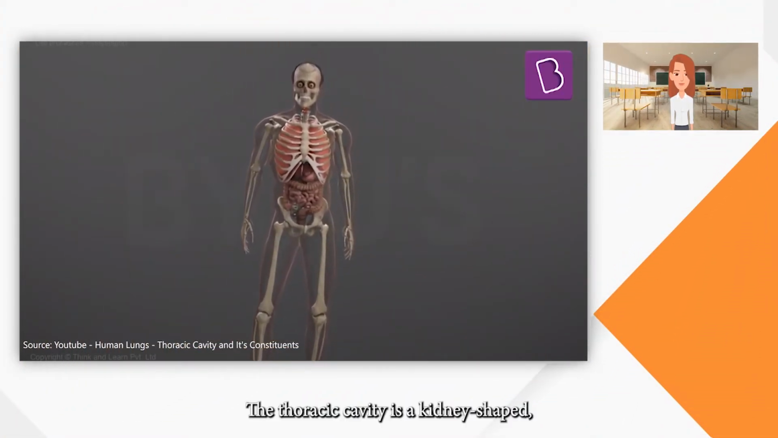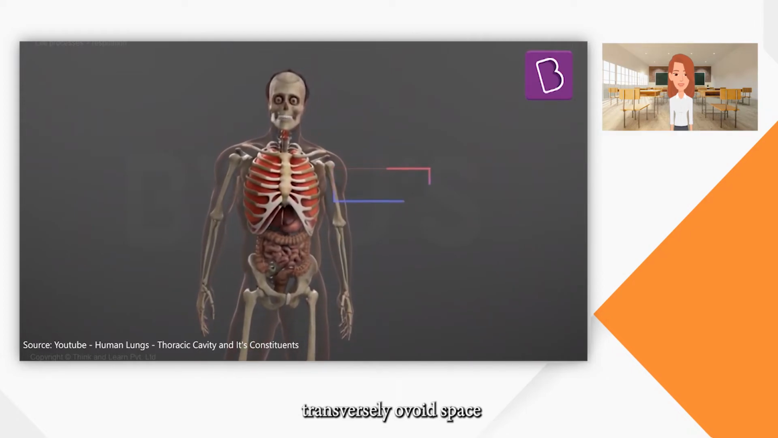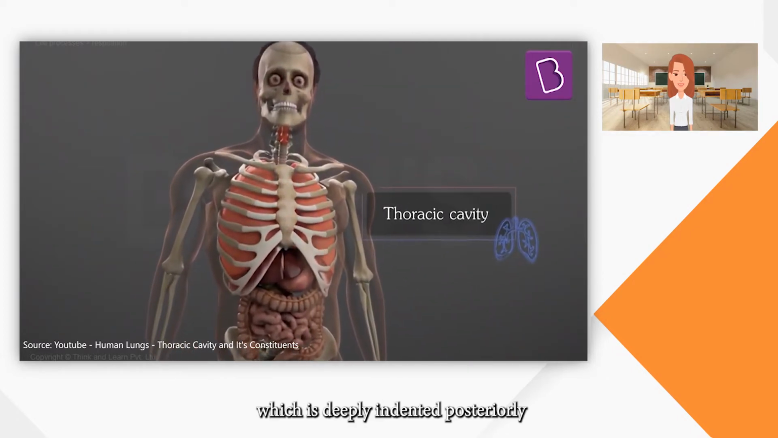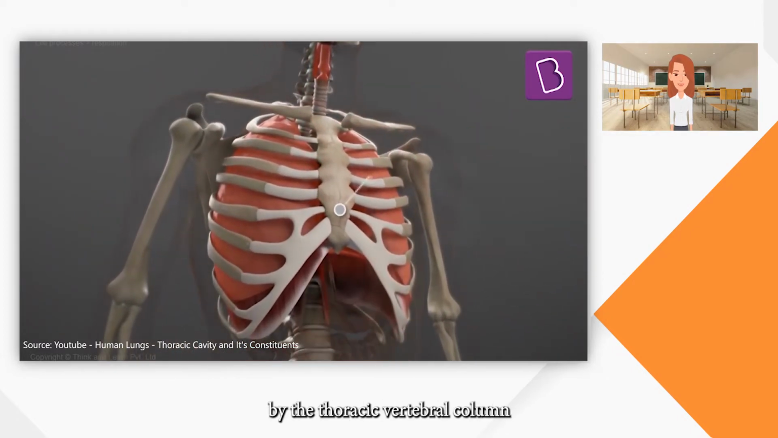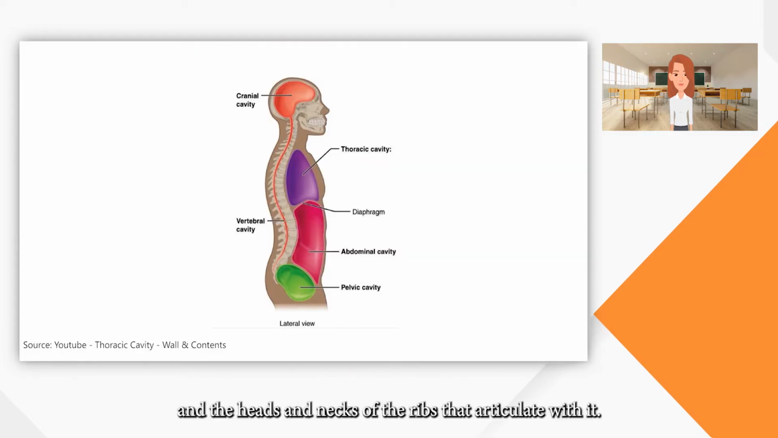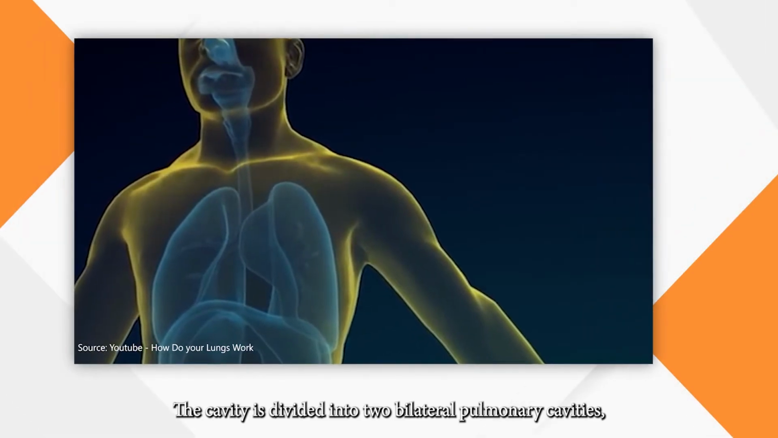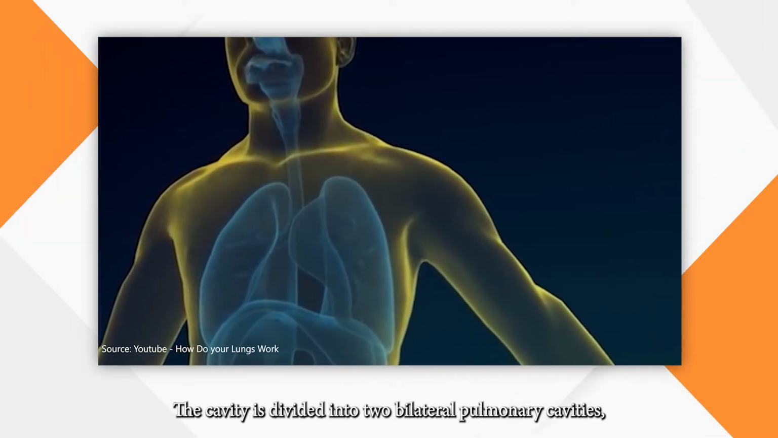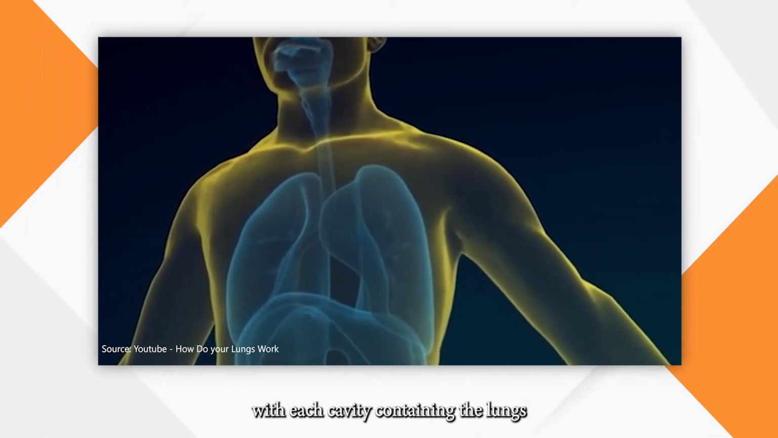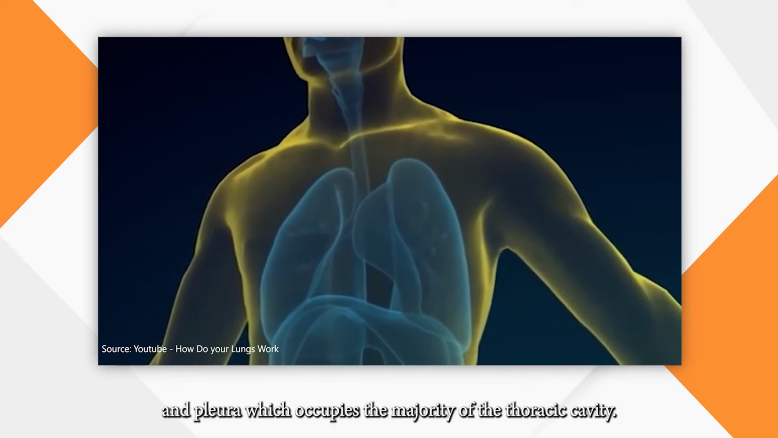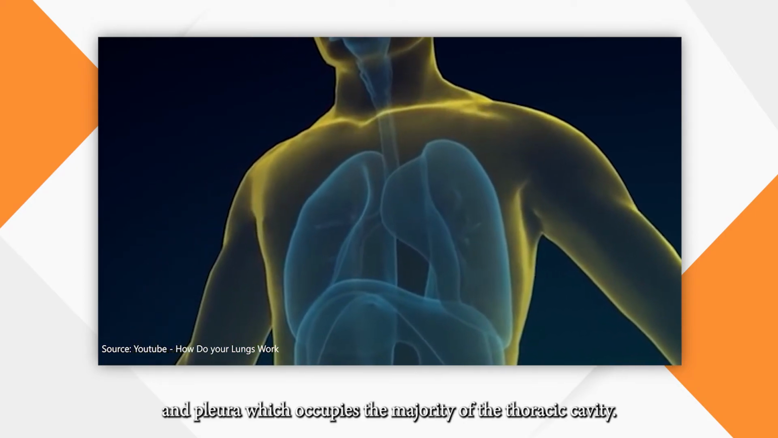The thoracic cavity is a kidney-shaped, transversely ovoid space which is deeply indented posteriorly by the thoracic vertebral column and the heads and necks of the ribs that articulate with it. The cavity is divided into two bilateral pulmonary cavities, with each cavity containing the lungs and pleura, which occupies the majority of the thoracic cavity.